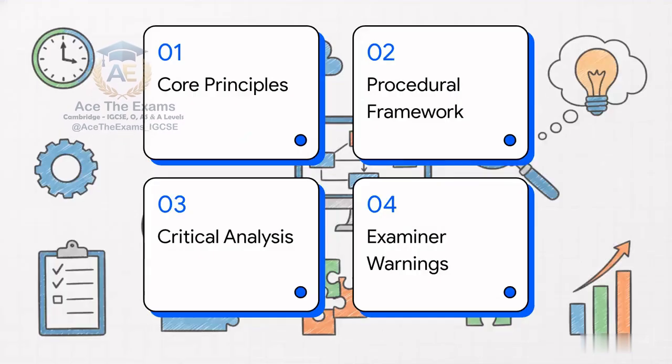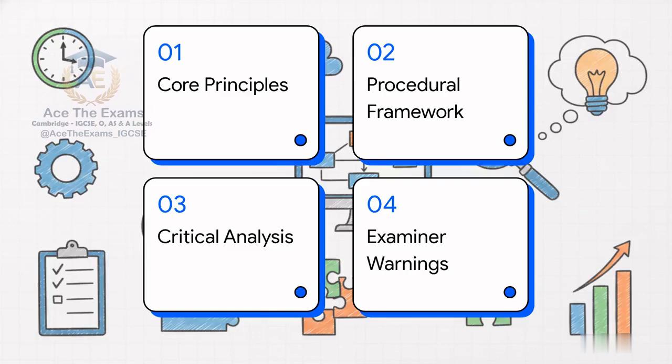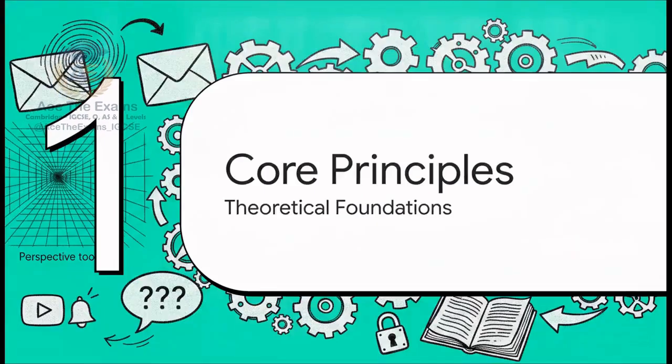So how do we fix this? We are going to demystify this entire topic by breaking our strategy down into 4 distinct phases today. Phase 1, the core principles. Phase 2, the exact step-by-step procedural framework. Phase 3, the evaluation and critical analysis criteria. And finally, Phase 4, the top examiner warnings, those hidden trapdoors that catch most students out. All right, let's jump right into Section 1, Core Principles.